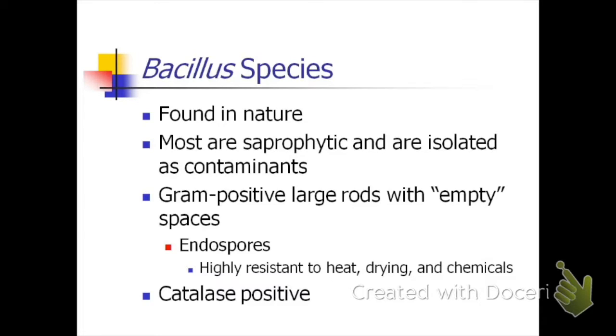The most common lab contaminant is Bacillus subtilis. If you're not careful with your work, you'll see large, whitish colonies of bacteria. So that's Bacillus subtilis. They are widespread in nature. Most of them are saprophytic. Some are even isolated as contaminants. They are gram-positive rods with empty spaces.